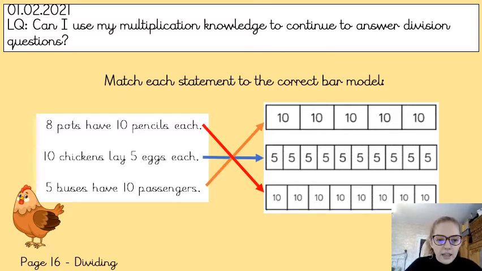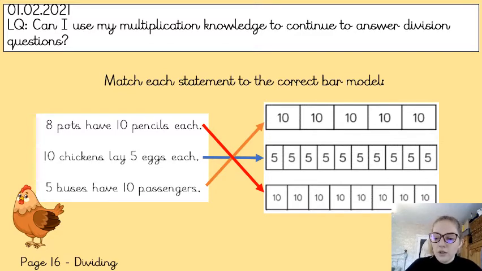Okay, so if you put 8 pots have 10 pencils each with the bottom bar model, then you will be correct. If you matched your 10 chickens lay 5 eggs to the bar model that goes up in 5s, then you were correct. And if you did 5 buses have 10 passengers to the bar model on the top, then you were also correct. So well done if you got those 3 right. If you didn't, have another go, make your corrections.